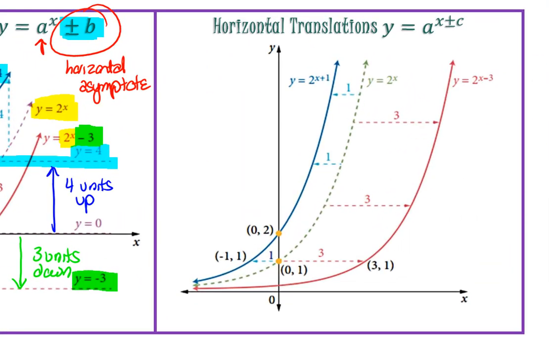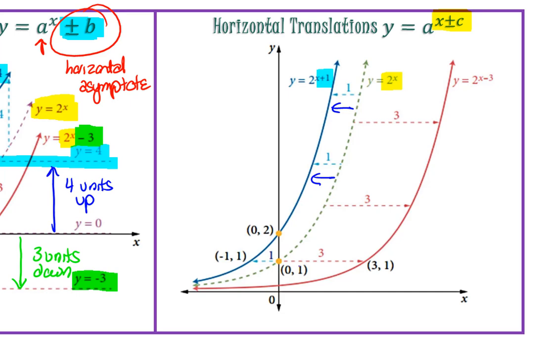Now let's look at our horizontal translations. That's with the x, just like before. So if I have plus or minus c, if it's a plus c, I'm going to move to the left c units. If it's minus c, I'm going to move to the right c units. Again, our basic graph is this y equals 2 to the x. If I have plus 1, that means I'm moving to the left 1 unit. And you can see that represented by this translation of your points.